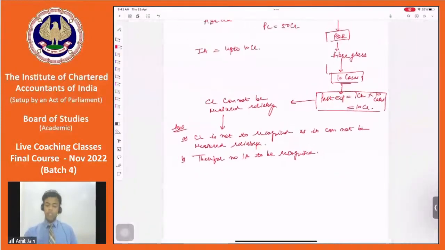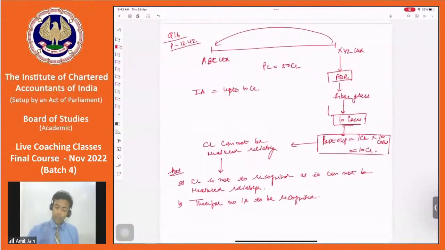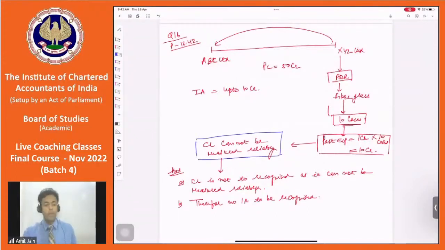This will be the accounting treatment, guys. If it is not measured, we will not be able to recognize the contingent liability, and therefore we will not be able to recognize the indemnification asset. I hope the things must be clear to you. Now let's take a break for 15 minutes. Let's come back after 15 minutes. Correct, guys? Let me know if you have any doubt on this.